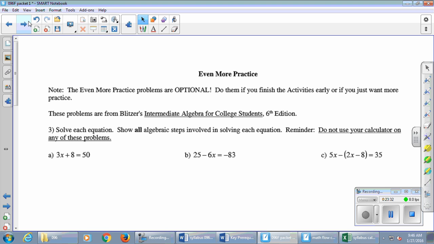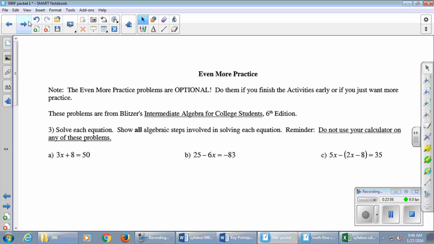The next section, it's on the very next page after the graph that we just looked at, is called Even More Practice. The even more practice problems are there for folks who are able to speed through the activities and finish them in class. That's wonderful, but not going to happen all that often. But if it happens, I want to give those folks something to do. And it's also for people who just want more practice and feel like they didn't get enough practice with the problems in class.